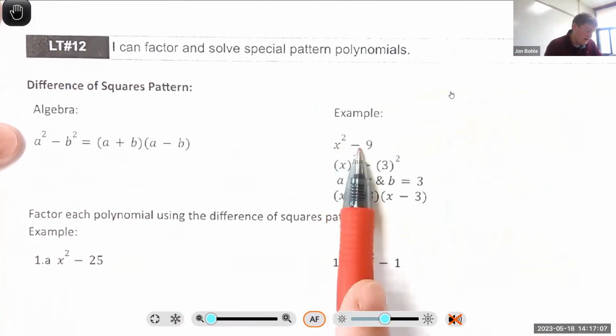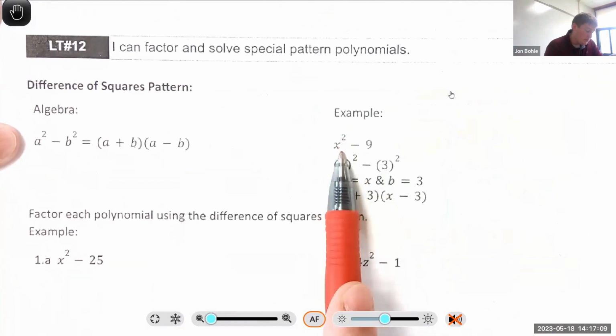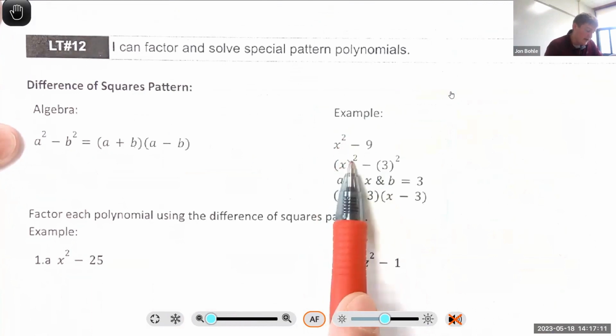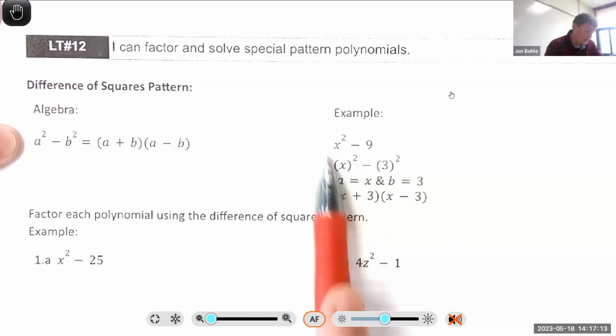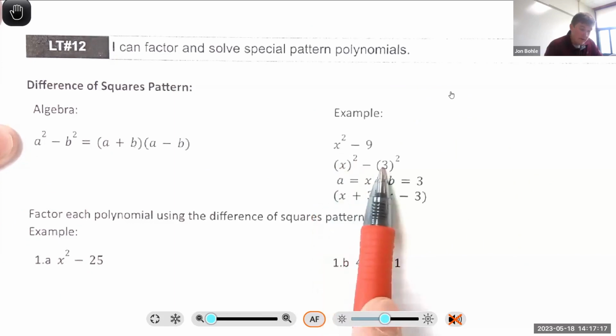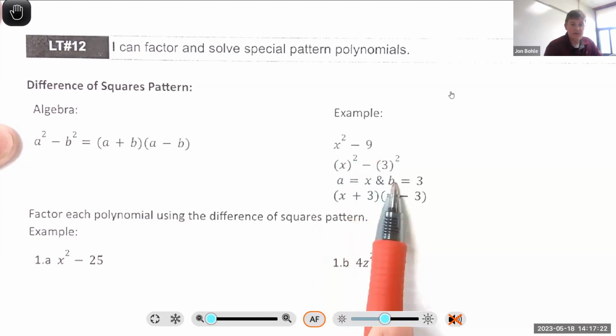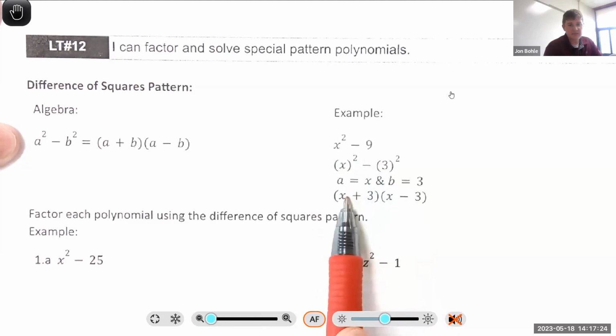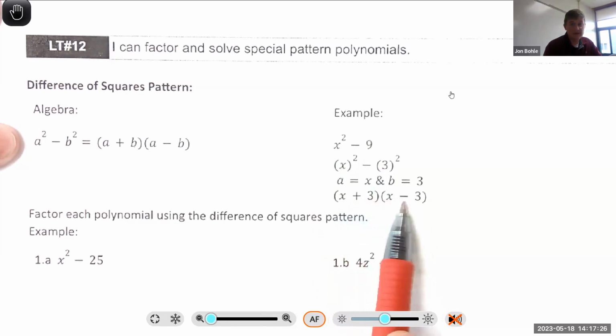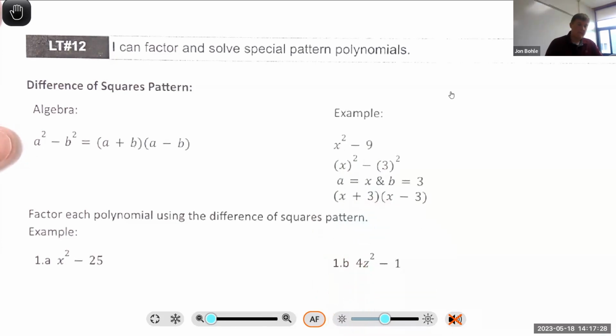So here, if I have x squared minus 9, x squared is a perfect square. You multiply x by itself to get x squared, so x times x is x squared. That means your a value is x. My b value is 3 because 3 times 3 is 9. So it factors into x plus 3, a plus b, times x minus 3, a minus b.